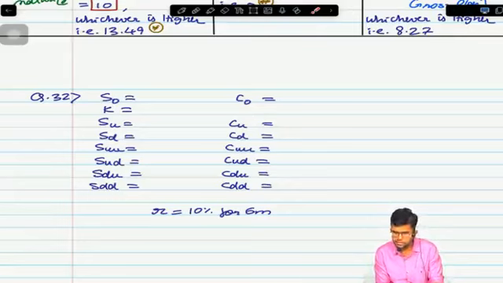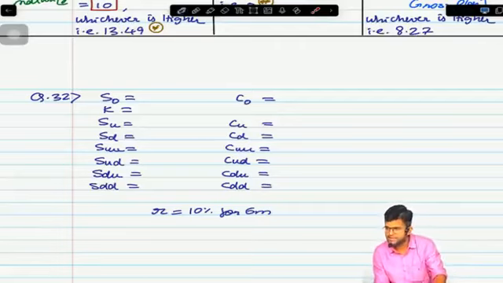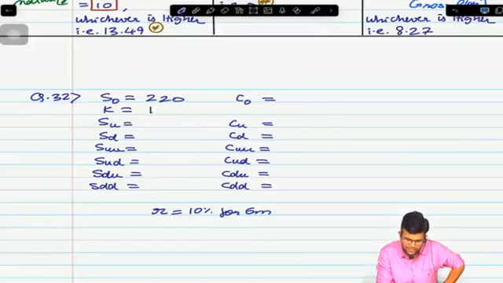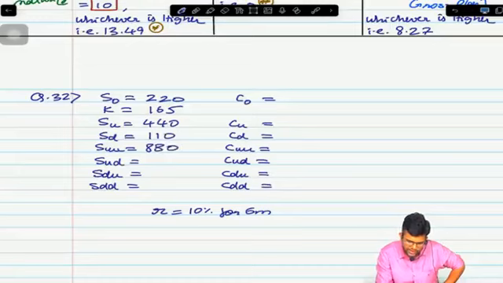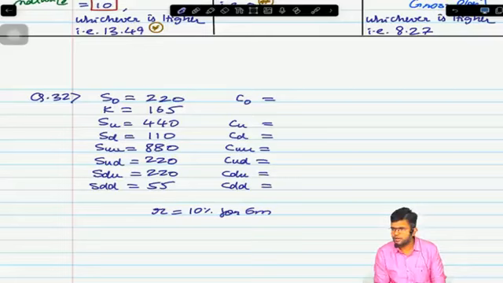Okay, just tell me how much is S0. 220 is S0. Everybody got that? What is K? 165. Now SU 440, SD 110, SUU 880, SUD 220, SDU 220, SDD 55. Please confirm these numbers. You got this in the trees there.